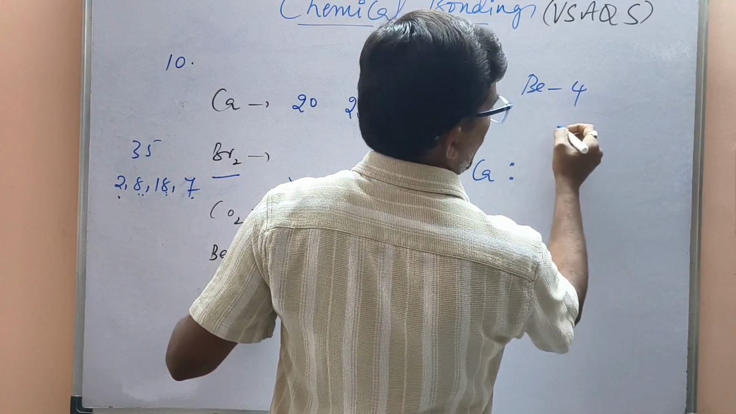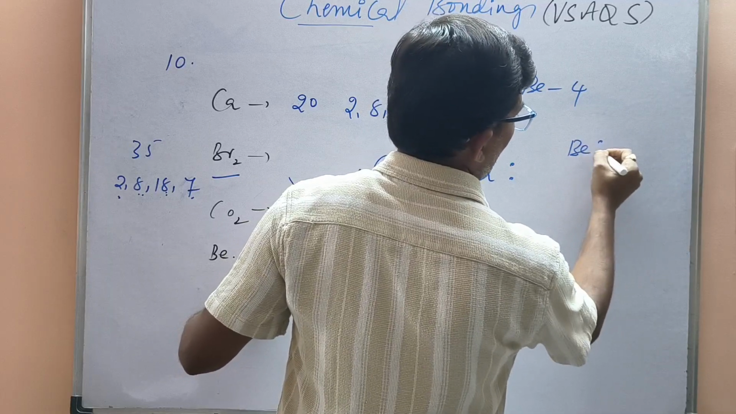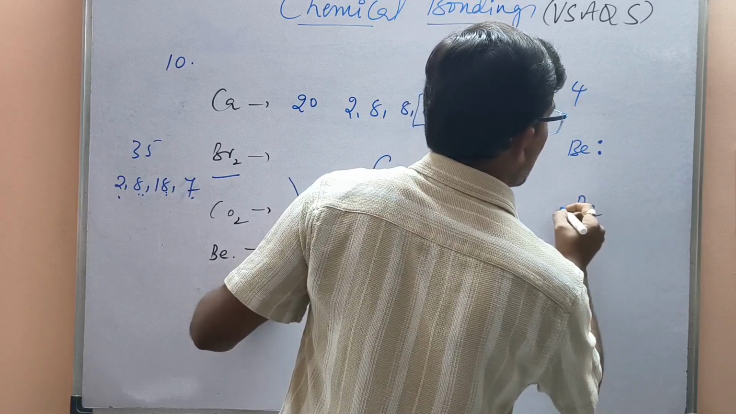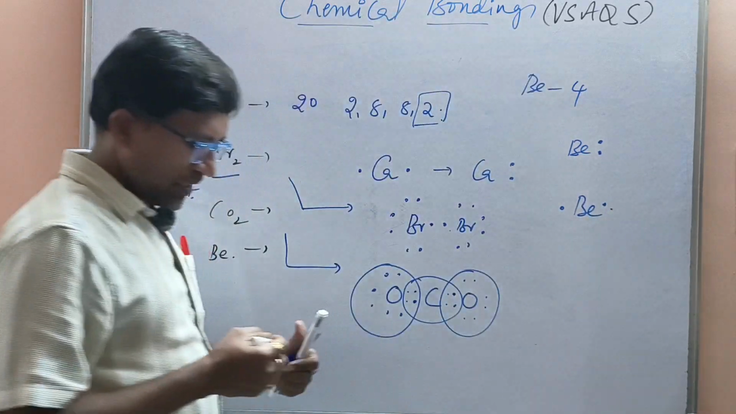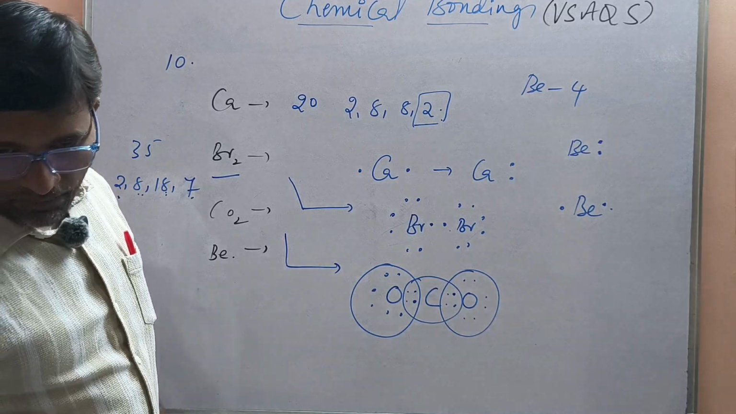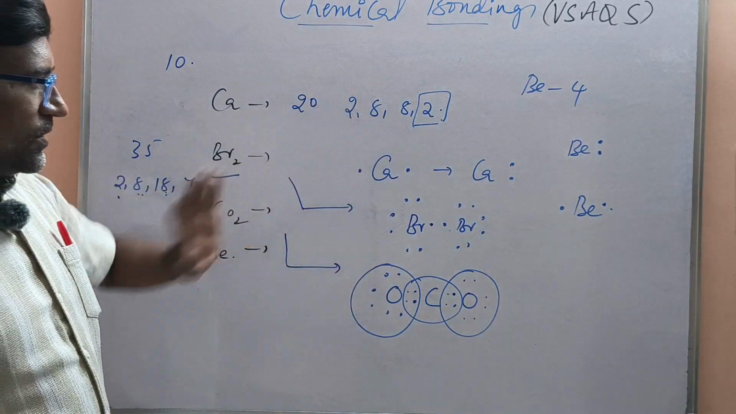Beryllium atomic number is 4. So last shell has got only 2 electrons. Beryllium with 2 electrons. We can show like this. Otherwise, okay. So these are the dot pictures of beryllium, carbon dioxide, Br2, and calcium.